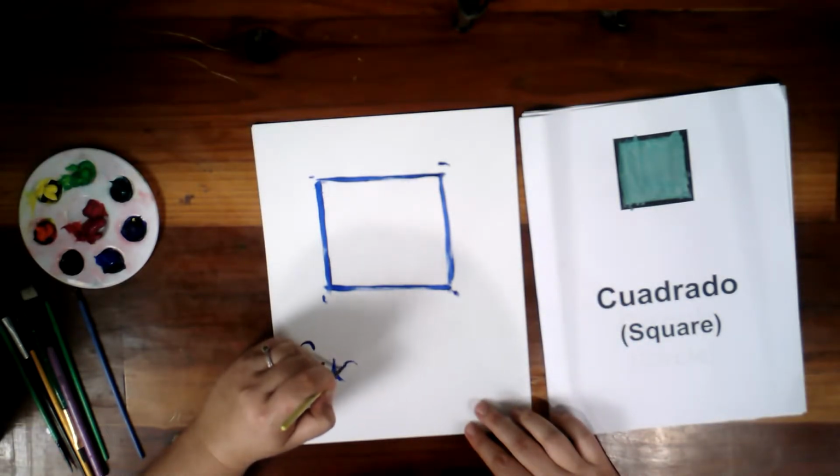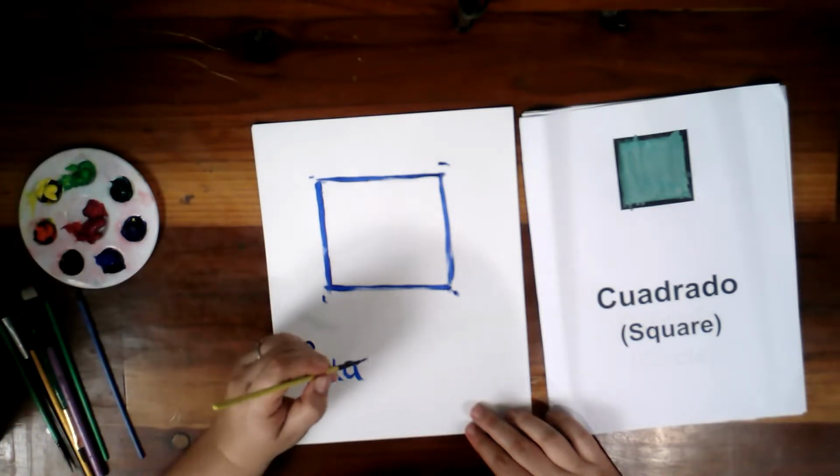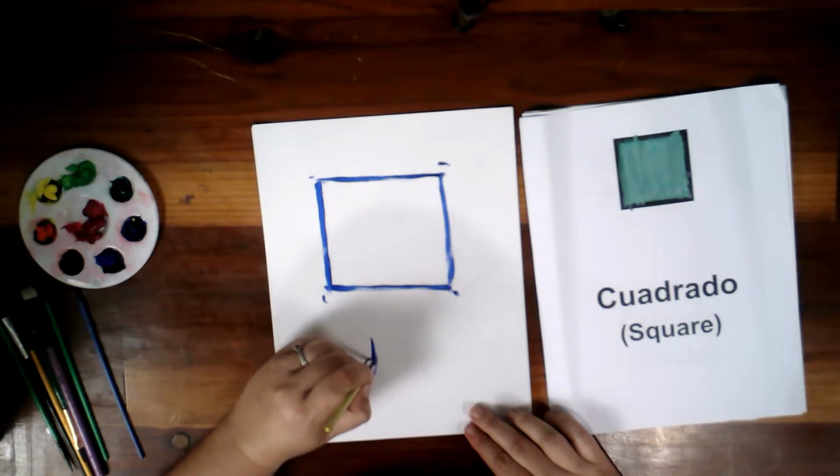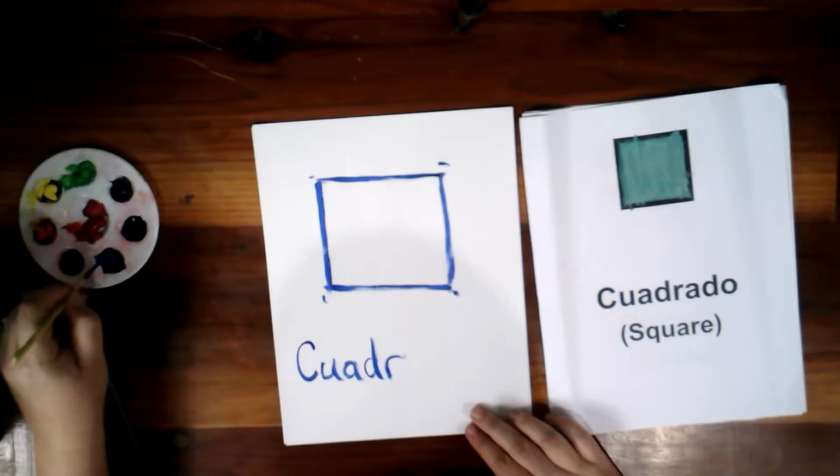we do so right down here. And what color are we painting our square with today? Azul, muy bien. This is azul.